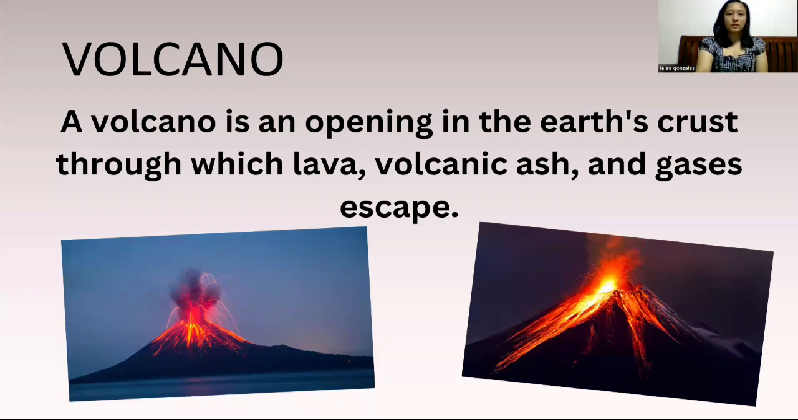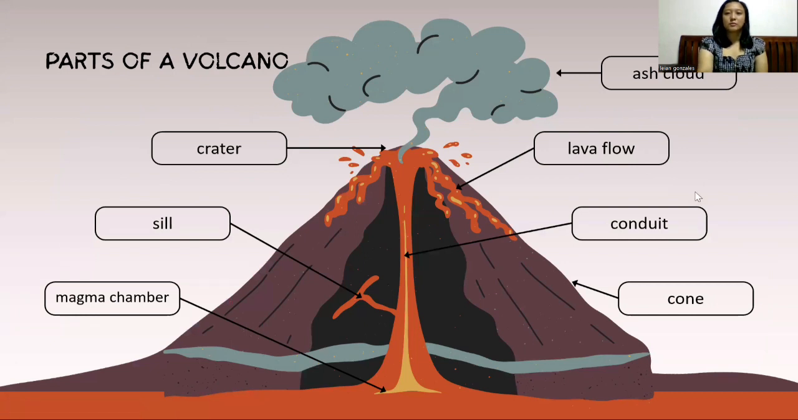Next, let's define what a volcano is. A volcano is an opening in the Earth's surface through which lava, volcanic ash, and gases escape. Next, let's discuss the parts of the volcano. First, we have the ash clouds. Next is the crater. Next, we have the sill, the magma chamber, the lava flow, the conduit, and the cone.